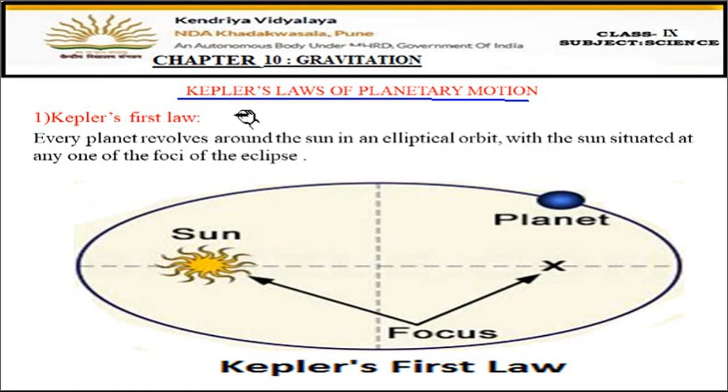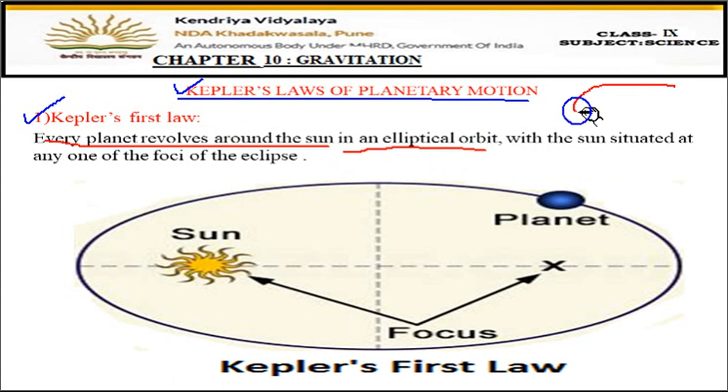This was studied by the scientist Kepler, and he gave three different laws of planetary motion. He gave no derivation, no explanation, but he just gave three laws. These laws were later described by Newton. So Kepler's laws of planetary motion is the heading of this. Let us start with the first law given by Kepler, under the heading Kepler's first law. According to this law, every planet revolves around the sun in an elliptical orbit, right?